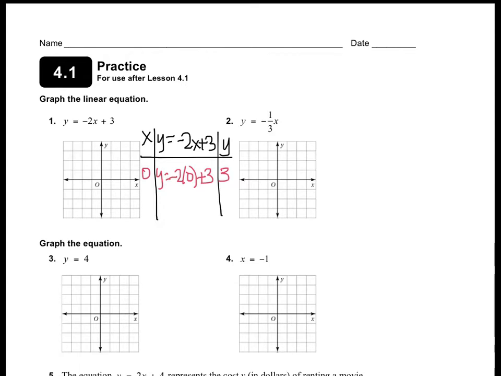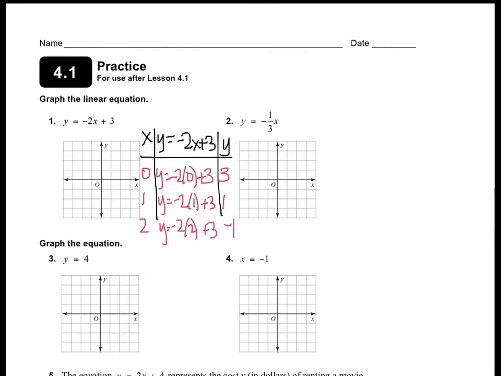Let's do another one. Let's do 1. So y equals negative 2 times 1 plus 3. That is positive 1. So eventually I will plot the point 1, 1. I'll do one more point, and I'll plug in 2. Y equals negative 2 times 2 plus 3. That gives me negative 1.